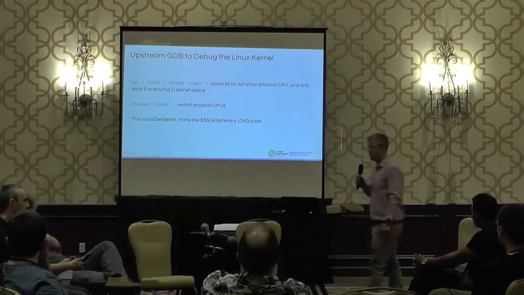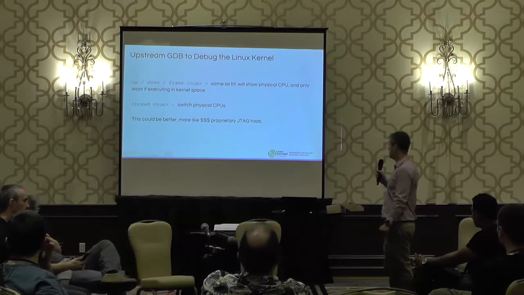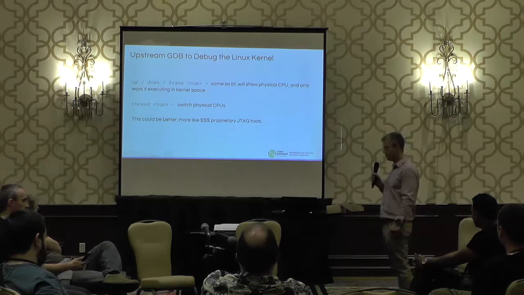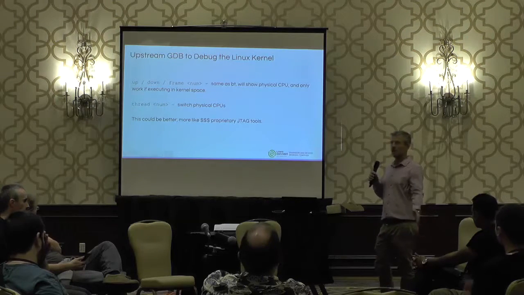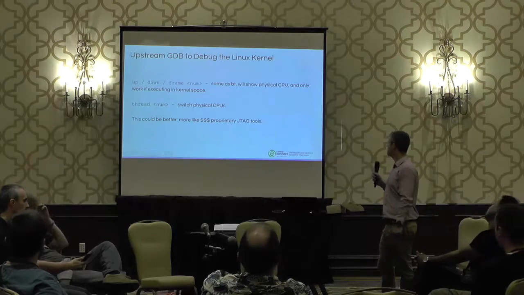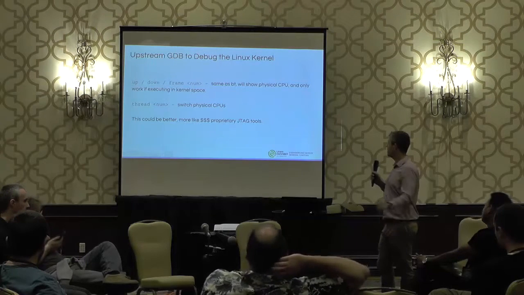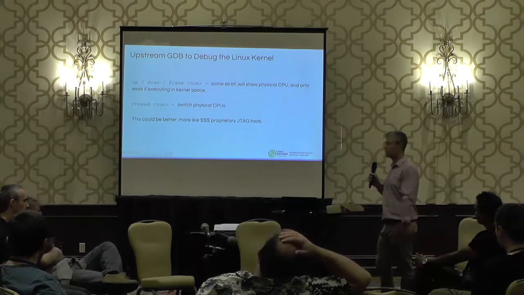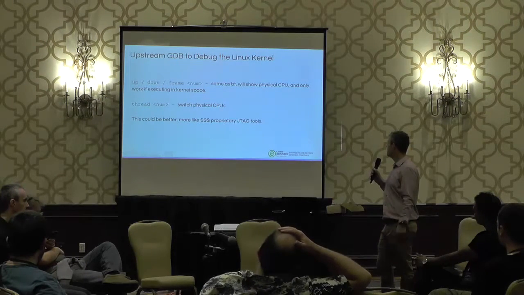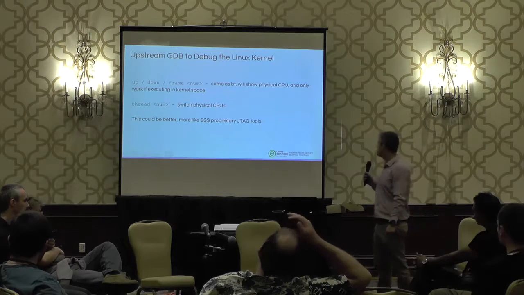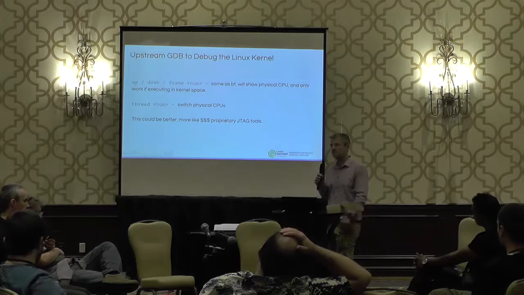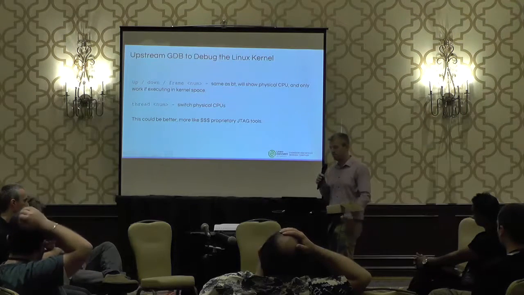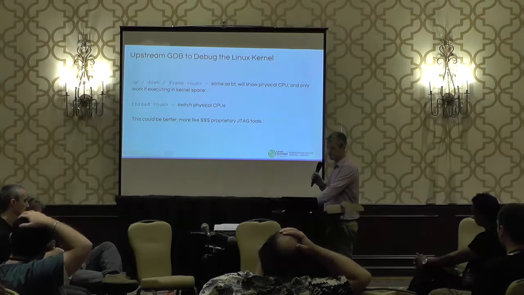And then the other GDB context commands like up, down, frame number, thread number, they're all the same. So thread number would switch the physical CPUs. Up, down is going to take you up the stack frame of the physical CPU as well. And this could be much better, more like what KGDB does, where you get all the kernel threads, or other proprietary tools.